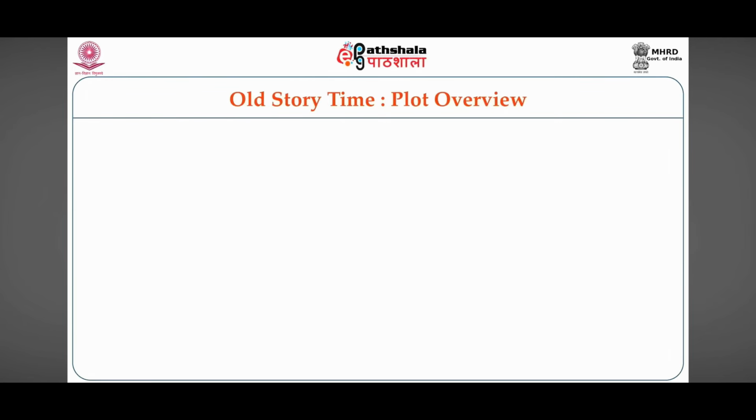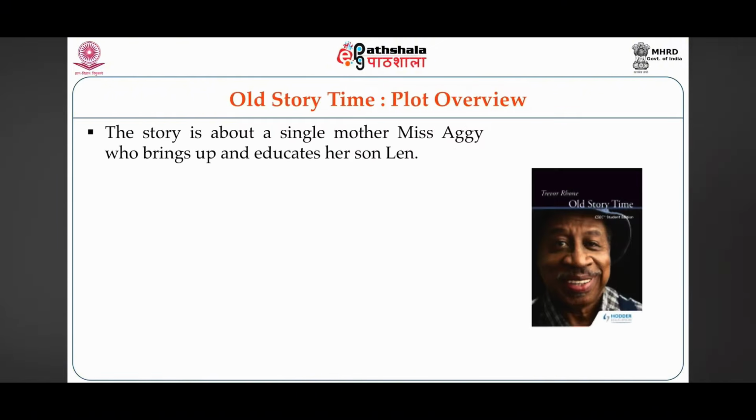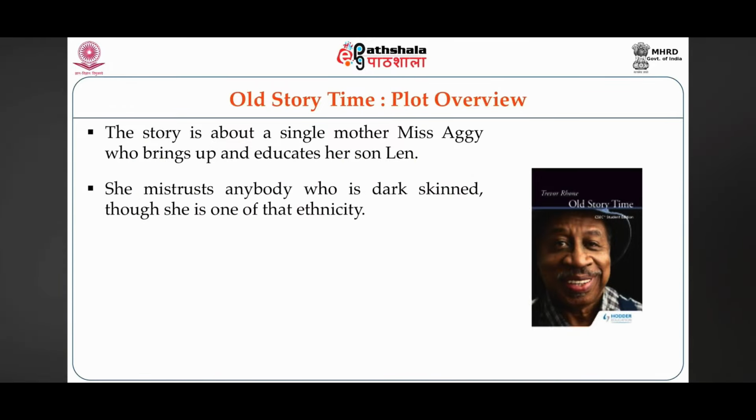Now, if we look at Old Story Time, the first play which we would go through in this short lesson of ours, the plot goes around a single mother, an elderly single mother, Miss Aggie, who brings up and educates her son Len almost single-handedly. She is described by the narrator, Paben, as somebody who mistrusts anybody who is dark-skinned, though she is one of that ethnicity. So it's a curious flip in her character which makes her despise something which describes her as well.